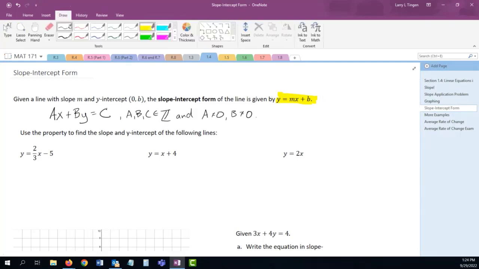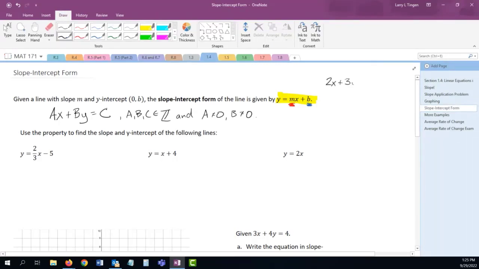Why is it called the slope-intercept form? Because the slope is the coefficient in front of the x, and the constant term is the y-coordinate of the y-intercept. But it has to be in this form right off the bat. So let me give you an example.